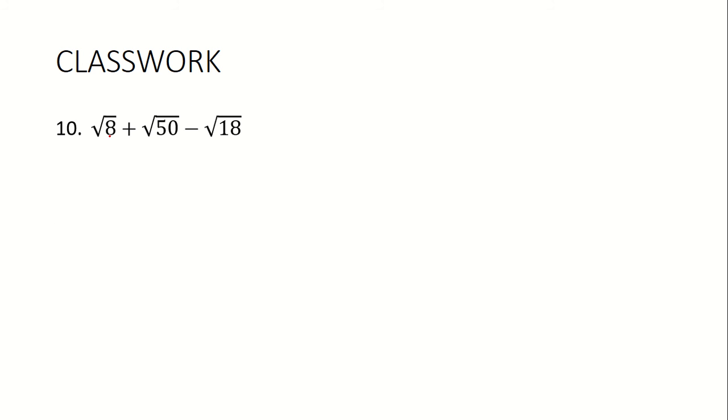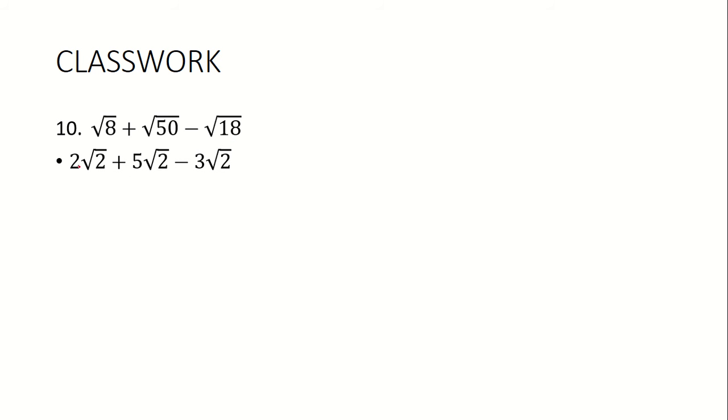Classwork 2, here you had to break 8, you had to break 50, you had to break 18. Find a perfect factor for 8. A perfect factor for 8 will be 4. You're going to multiply it by 2. A perfect factor for 50 will be 25, multiplied by 2, and a perfect factor for 18 will be 9, but you're going to multiply that 9 by 2.